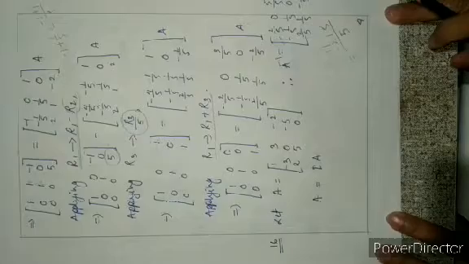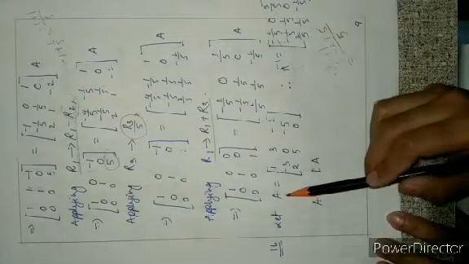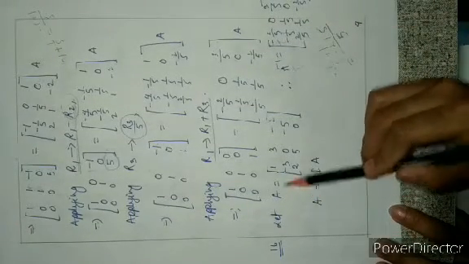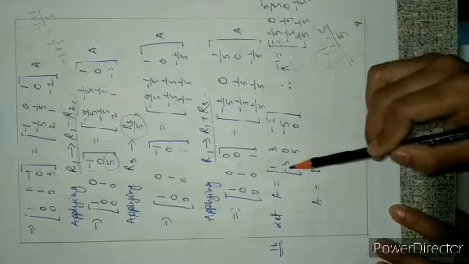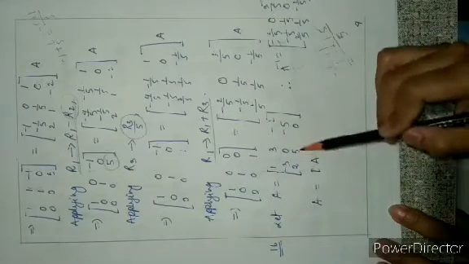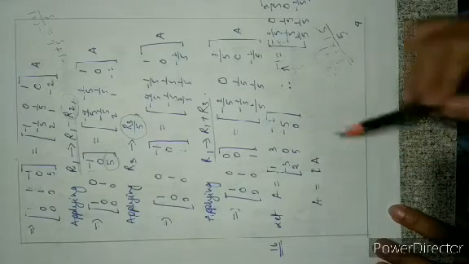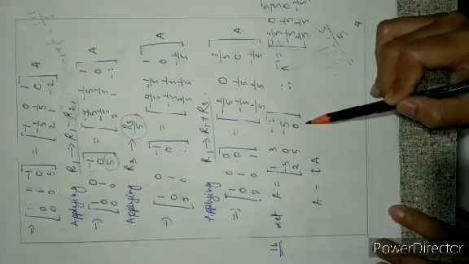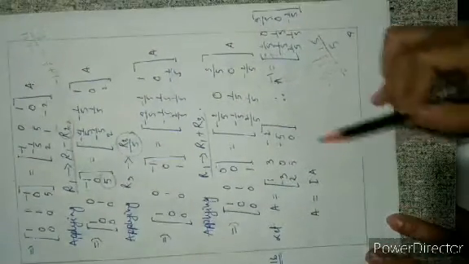Question number 16, the matrix is given. This matrix is represented by A: 1 3 minus 2, minus 3 0 minus 5, 2 5 0. By using elementary row transformation, find the inverse of this matrix.